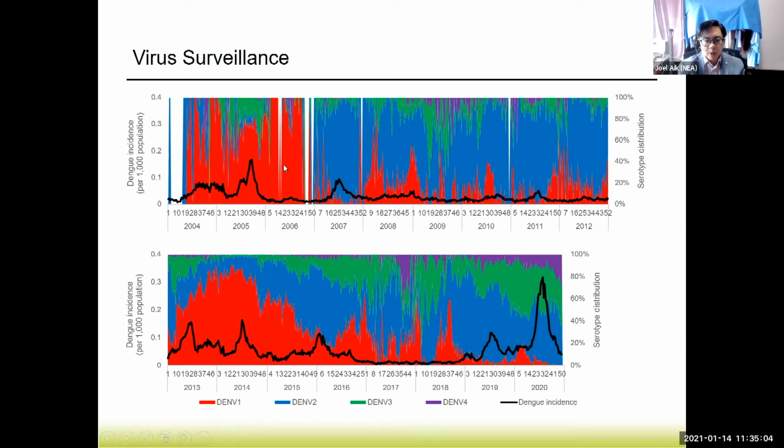So the red refers to dengue 1, the blue refers to dengue 2. And I've deliberately plotted it according to the cycle, a 9-year cycle, 2004 to 2012. So what you've noticed over here is when there was a switch from dengue 1 to the blue in dengue 2, that was associated with a rise in dengue cases. And dengue 2 remained for a large part of this period the dominant dengue serotype. And we did not observe any other dengue outbreaks.